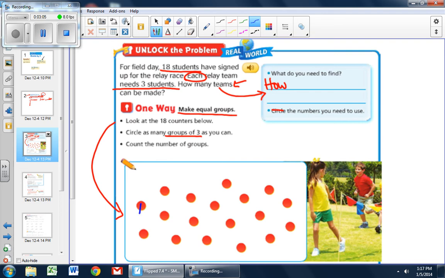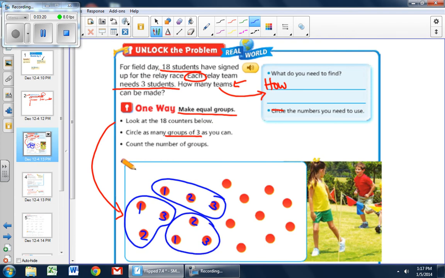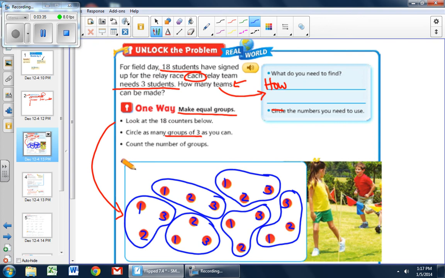Here's 1, 2, 3. 1, 2, 3. 1, 2, 3. 1, 2, 3. 1, 2, 3, and 1, 2, 3. So it came out even that time.